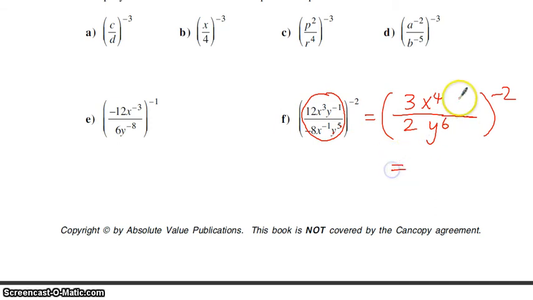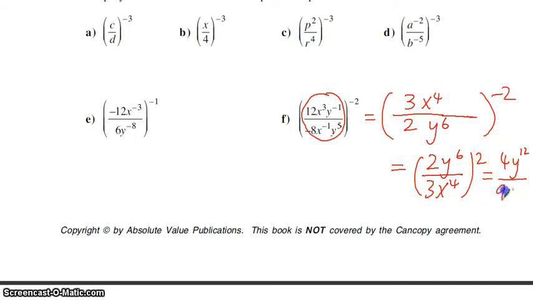Now here, I flip everything with the negative sign. So the next step is I deal with the negative sign. So you flip everything. You have to do this carefully, otherwise you'll be confused. Finally, you square everything. 4y12 over 9x8. Okay, so this is one way.